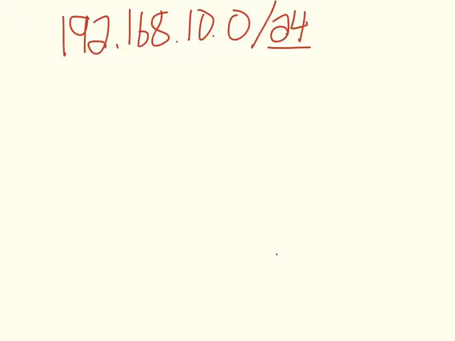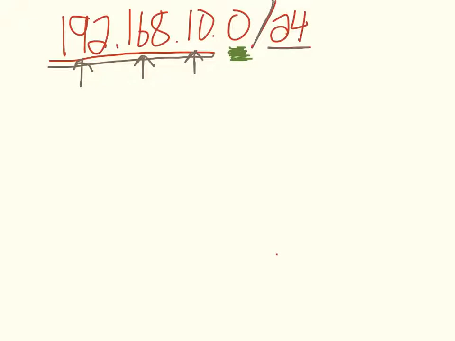The /24 is telling us this part of the address is the network part: 24 bits, 8 bits, 8 bits, 8 bits in our octets. If we're going to subnet this, we have to realize that the host bits are the only bits we can borrow from in order to make a new network.